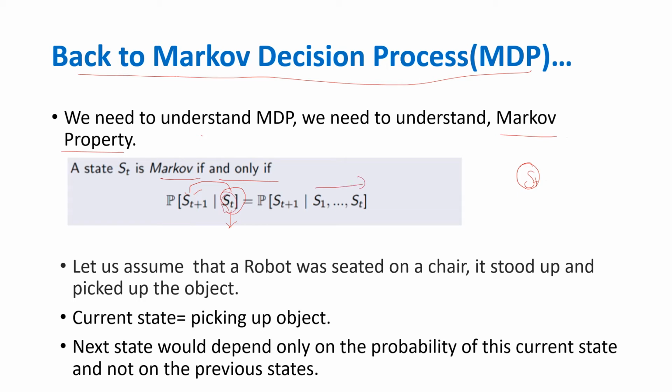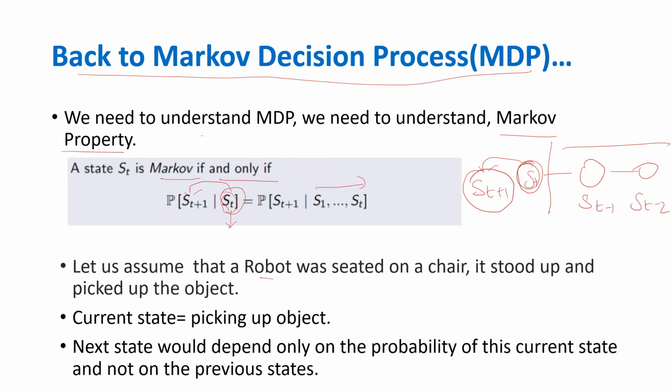Before shifting to S_t+1 from S_t, there could have been n number of states: S_t-1, S_t-2, and so on. But we are not bothered about the probabilities of the earlier states. We are only bothered about the probability of the current state, the immediately previous state, to predict the probability of the next state. We'll take an example to understand this better.